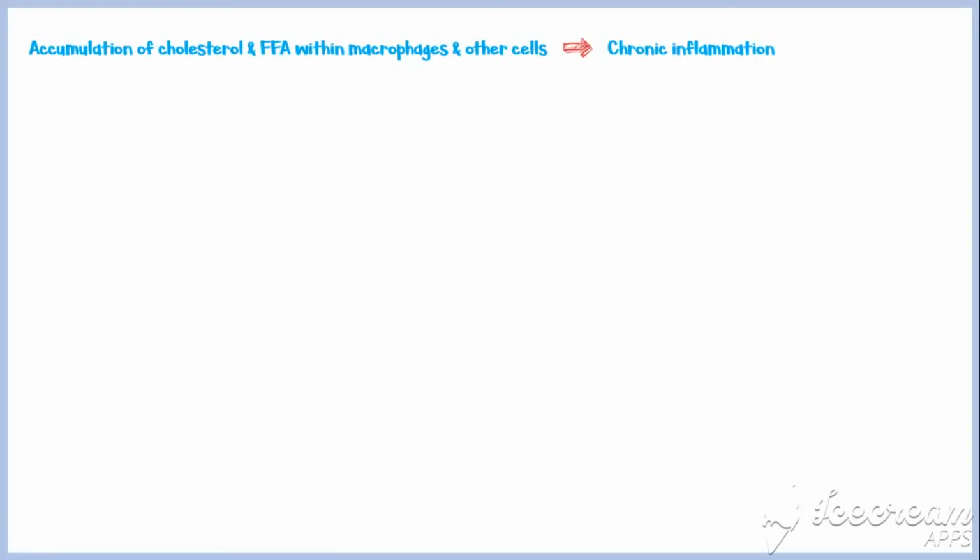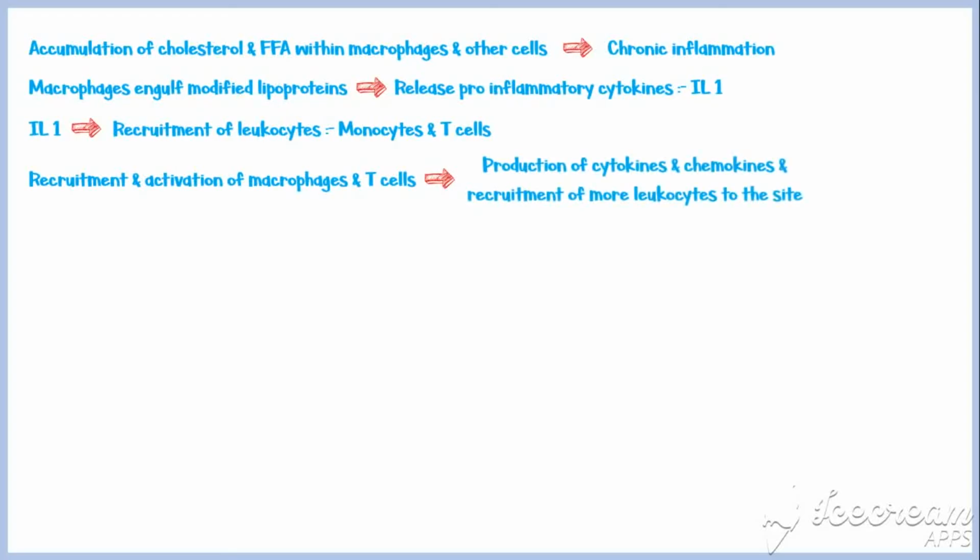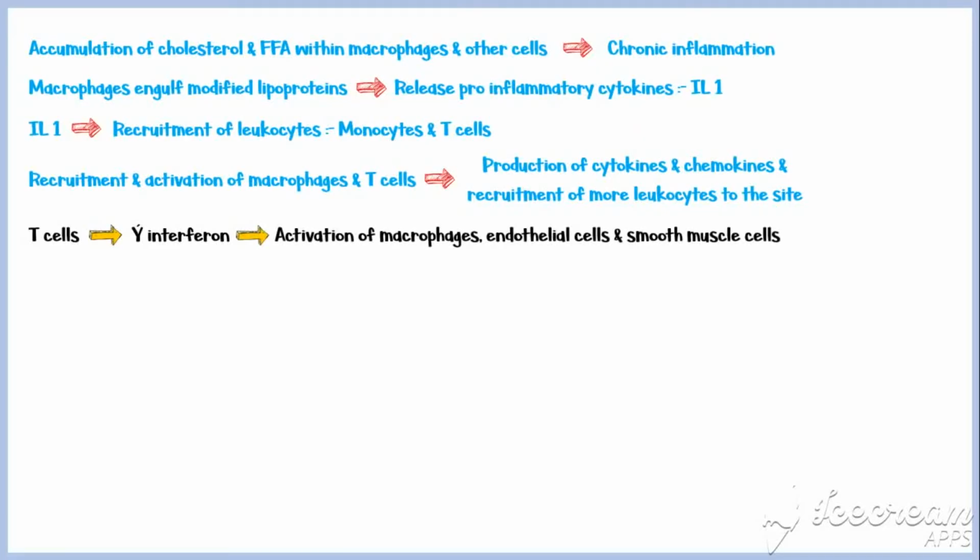As macrophages engulf modified lipoproteins, they secrete pro-inflammatory cytokines, mainly interleukin-1. Interleukin-1 in turn causes recruitment of more leukocytes into the site, mainly monocytes and T cells. Recruitment and activation of macrophages and T cells causes local production of large amounts of cytokines and chemokines and recruitment of more and more leukocytes to the site. Activated T cells secrete gamma interferon, which causes activation of macrophages, endothelial cells, and smooth muscle cells. Activated macrophages secrete reactive oxygen species, which enhances the oxidation of lipoproteins.